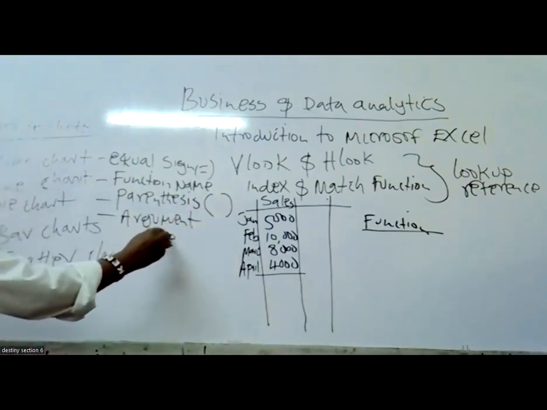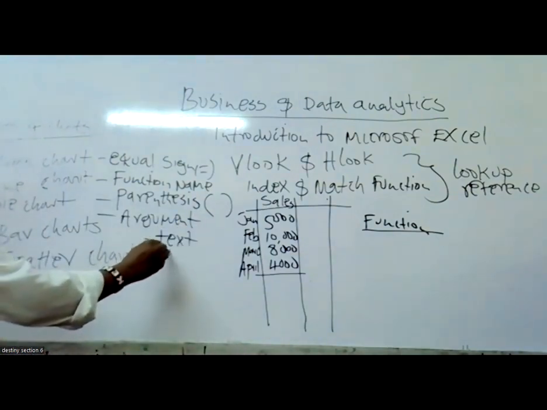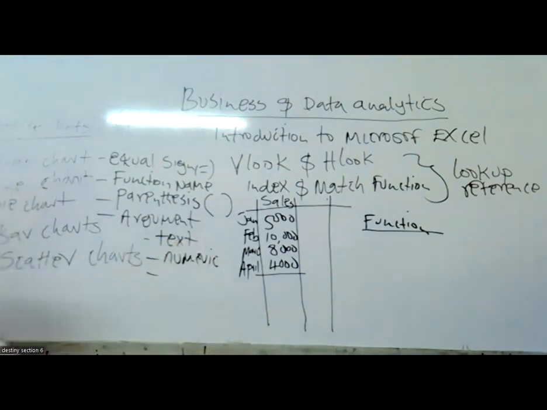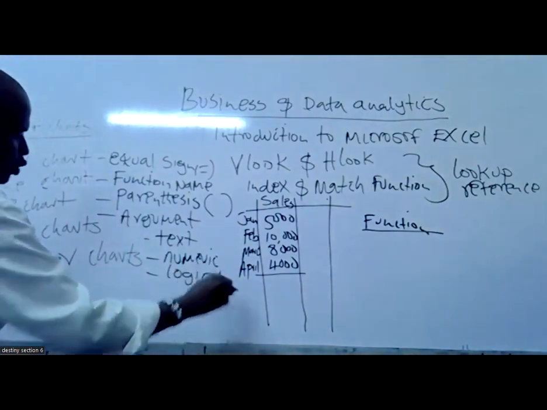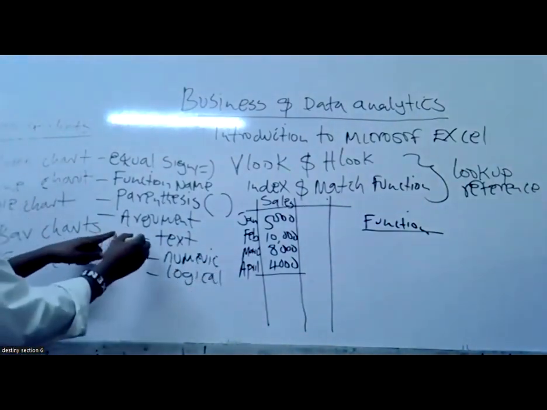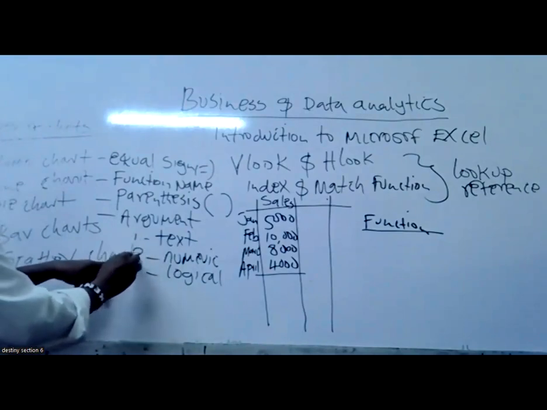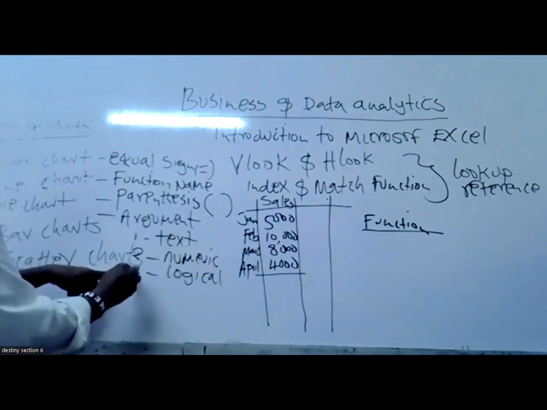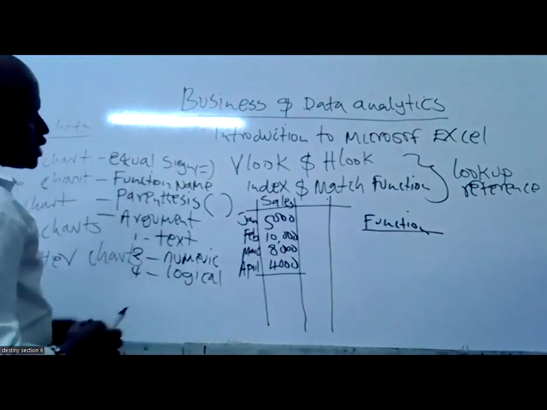It can be a text. And then number 2, it can be a numeric. And then number 3, it can be the logical. So under the argument, we have text, and then we have the numeric, and then we have the logical. So now we start with the equal sign.